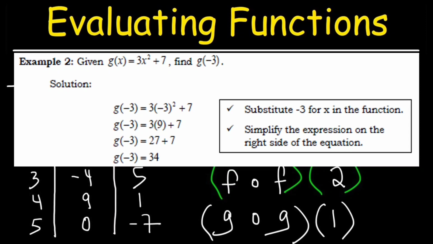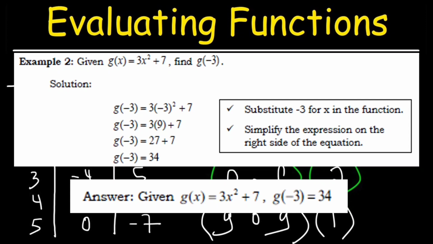For example number 2, given g of x is equal to 3x squared plus 7, find g of negative 3. Substitute negative 3 for x in the function and simplify the expression on the right side of the equation. Since x is equal to negative 3, 3 times negative 3 squared plus 7, and negative 3 squared is equal to 9. 3 times 9 is equal to 27. 27 plus 7 is equal to 34. The answer is g of negative 3 is equal to 34.